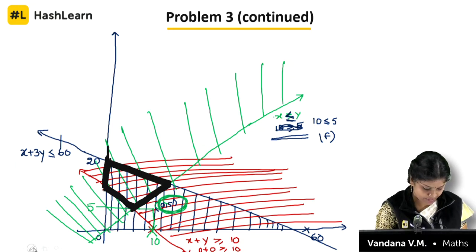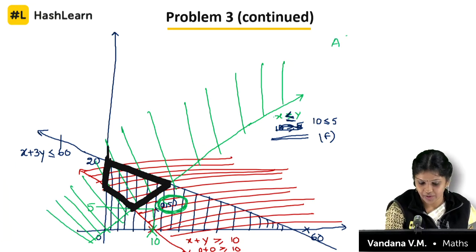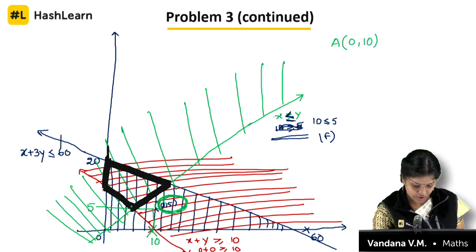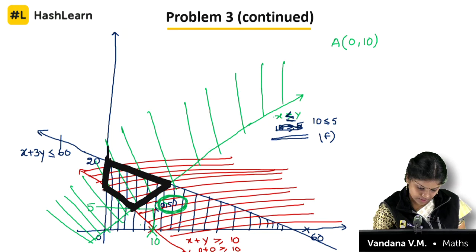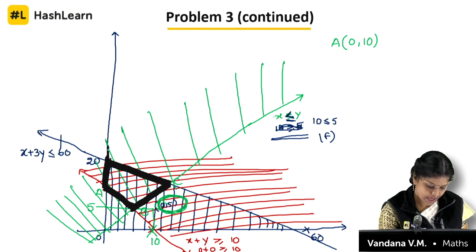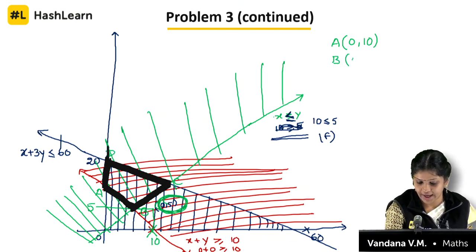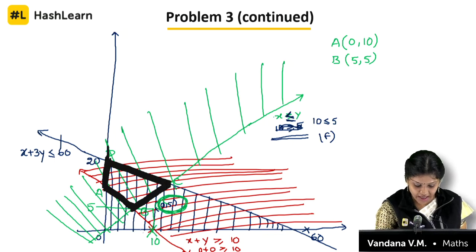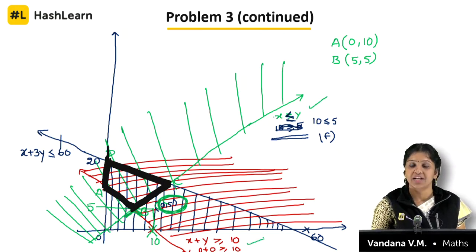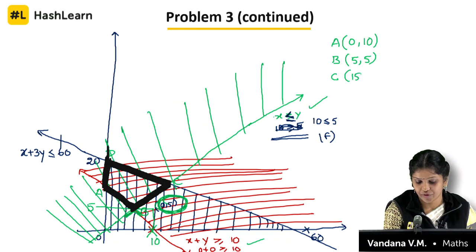The first one is A, B, C, D. A value is 0 comma 10. B value you will get as 5 comma 5. B is nothing but where this red line and this green line meet: x is equal to y and x plus y is greater than or equal to 10. These two lines I have to solve, and I will get the point as 5 comma 5. Next, C value is 15 comma 15.